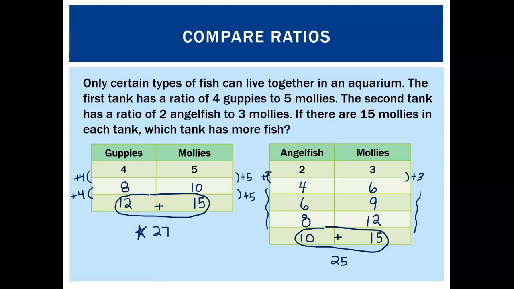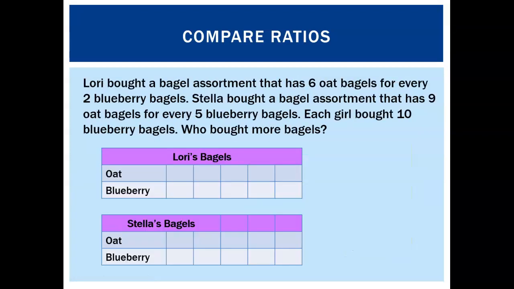Let's do one final example. Lori bought a bagel assortment that has 6 oat bagels for every 2 blueberry bagels. Stella bought a bagel assortment that has 9 oat bagels for every 5 blueberry bagels. Each girl bought 10 blueberry bagels. Who bought more bagels? Let's complete our ratio tables to solve the problem.